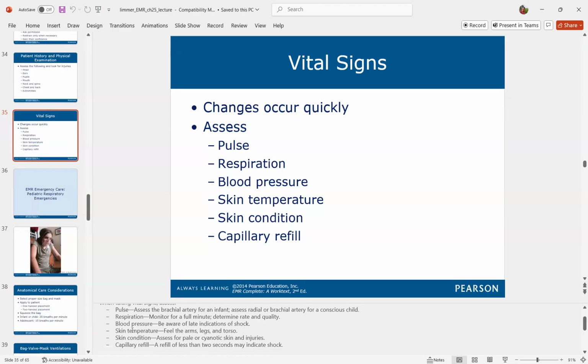Skin temperature and condition, feel the arms, legs, and the torso. Again, if they're hypothermic, their abdominal area with the back of your hand is going to give you the best indication. If it's cool to the touch, they're definitely hypothermic.